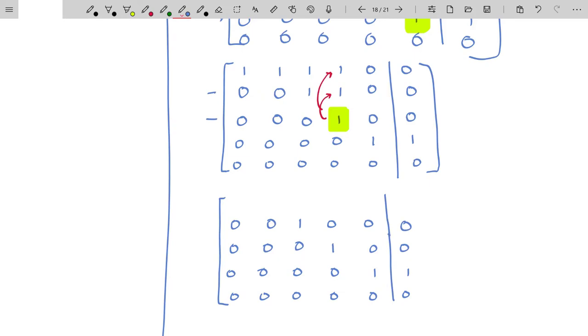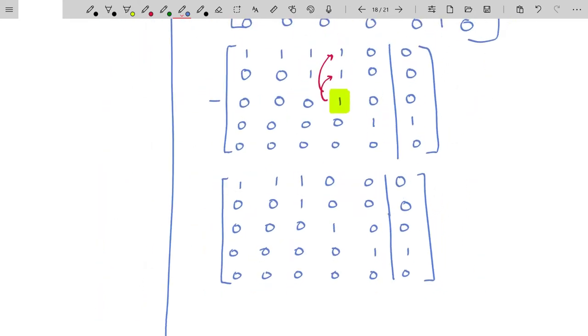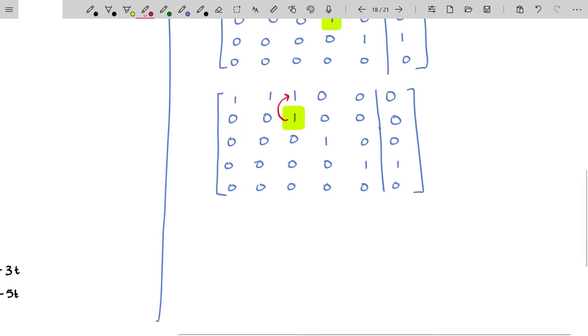And take the opposite of row 3 and add it to row 1. 0 plus 1 is 1, 0 plus 1 is 1, 0 plus 1 is 1, negative 1 plus 1 is 0, 0 plus 0, 0 plus 0. And finally, and this literally is finally, at least for all these types of manipulations, you're going to take the opposite of row 2 and add it to row 3, or to row 1, to kill off that guy right there.